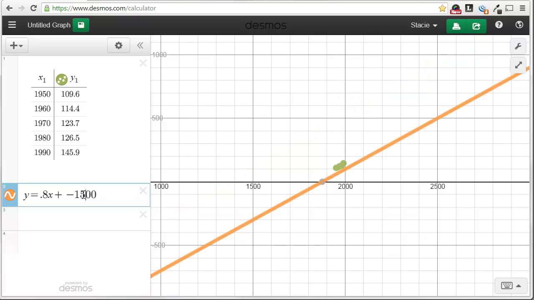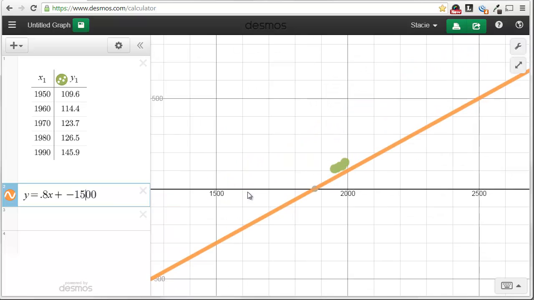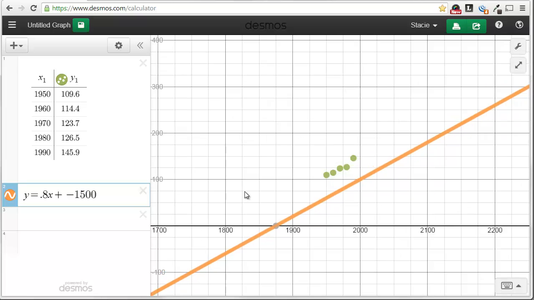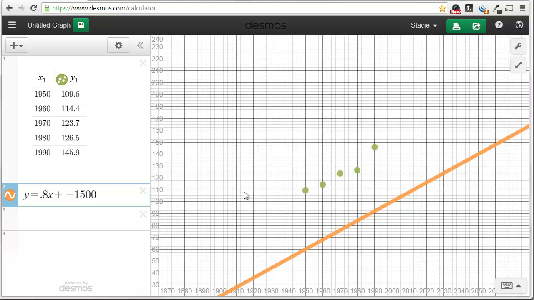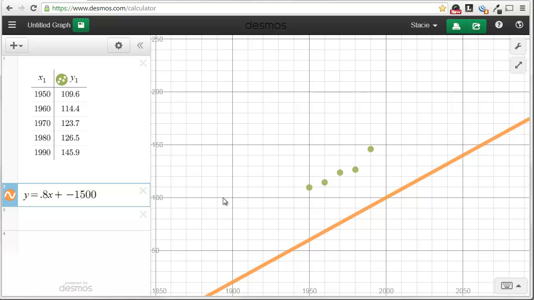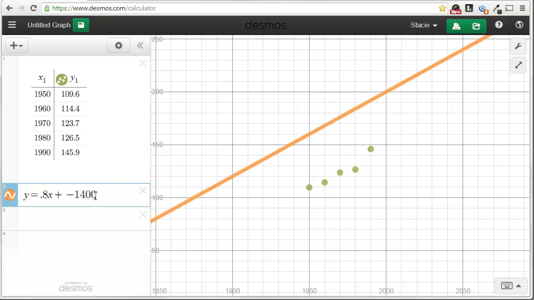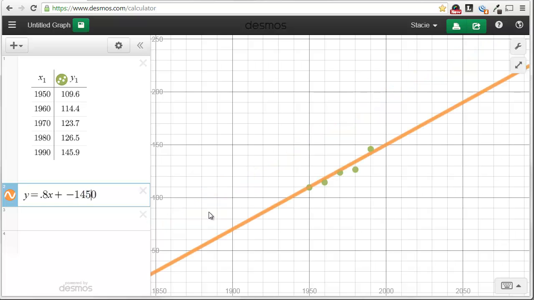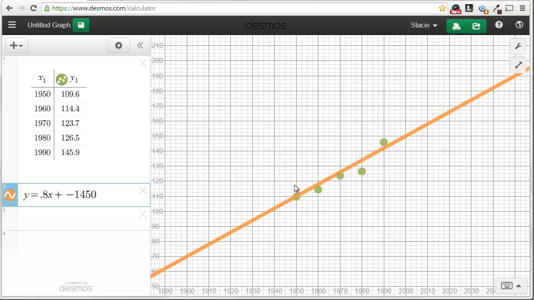Negative 1500, too far, but now we're able to at least zoom in and start to see our numbers and how they look on our graph. So then let's try negative 1400. So it's somewhere between 1400 and 1500. 1400 is above the line, 1500 is below. So let's try negative 1450. And we're starting to look like we're fitting our line fairly well.